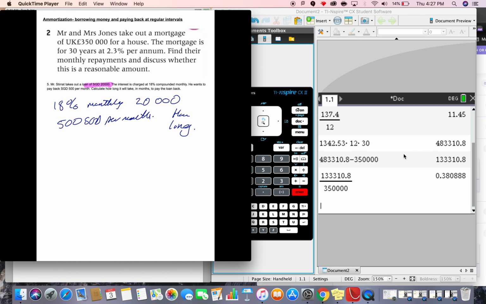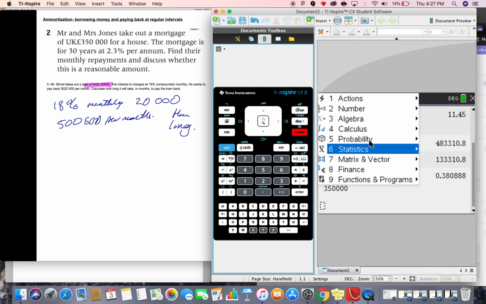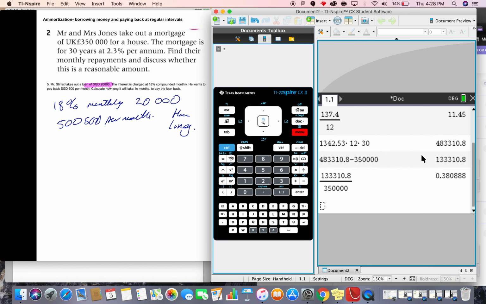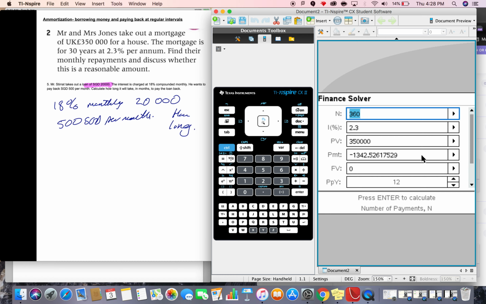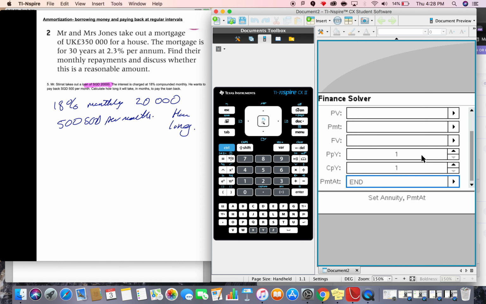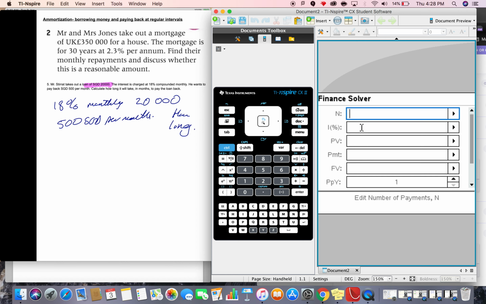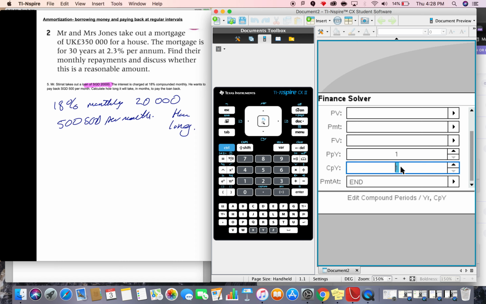So this is definitely a job for Finance Solver. Menu, Finance Solver. And as usual, I'm going to press delete tab, just going to go through, clear everything and start fresh. Okay, start with the things I can definitely fill in. 18% for sure. Now the 18% is compounded monthly, so 12 compounding periods per year. Therefore we can match the I interest rate with the CPY, which is compounding periods per year.